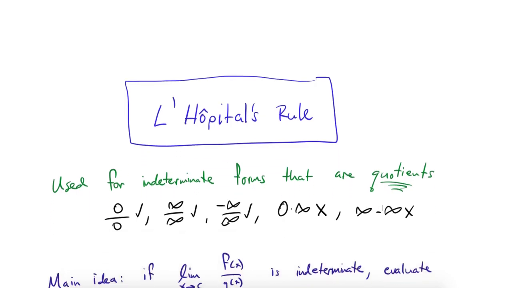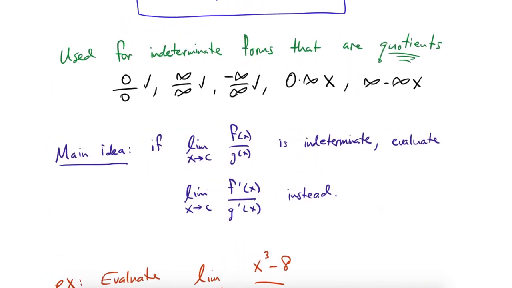So what's the gist of L'Hopital's rule? The main idea says that if you are taking a limit of something that's a quotient like this, and you get something indeterminate, like 0 over 0 or infinity over infinity, instead you can take the derivative of the top and the derivative of the bottom and evaluate that limit instead. And I'm not going to give you a formal statement of this result. You can find it in a textbook or online somewhere, but this is the gist.